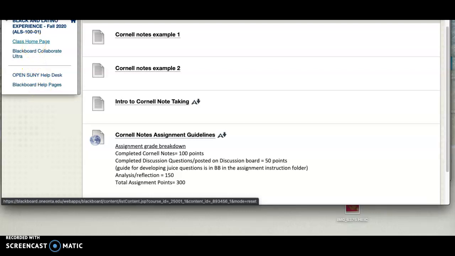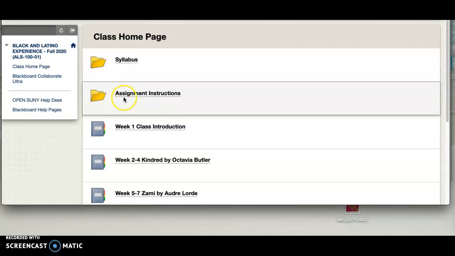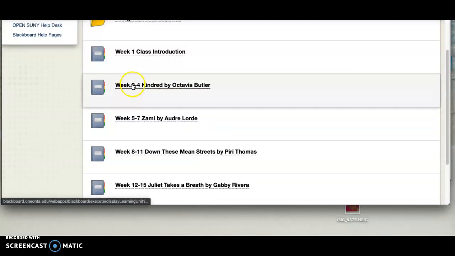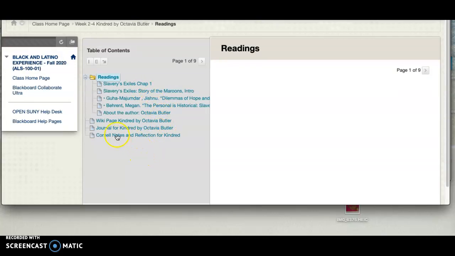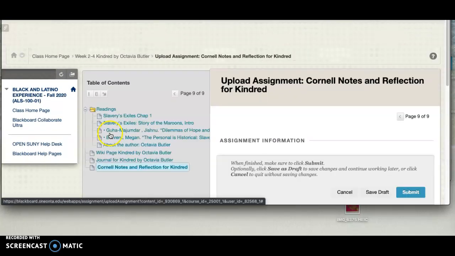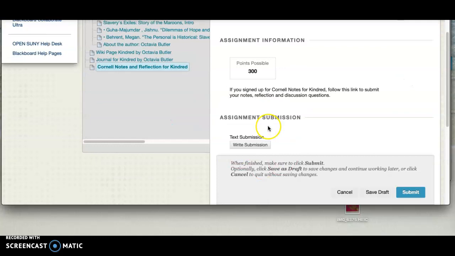What you're going to do is you're going to go to the class homepage, and you're going to go to week 2 Kindred because that's the week we're on. Let's say you signed up to work on Kindred and you're working on the Cornell Notes for Kindred for the chapter 1, let's say. And you're going to go on here, and then there is going to be an actual Cornell Notes and Reflection link that you can click. It says this is where the assignment is.